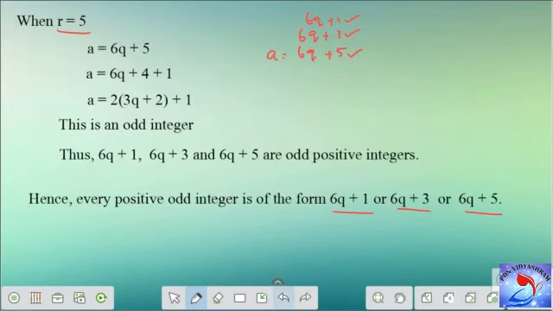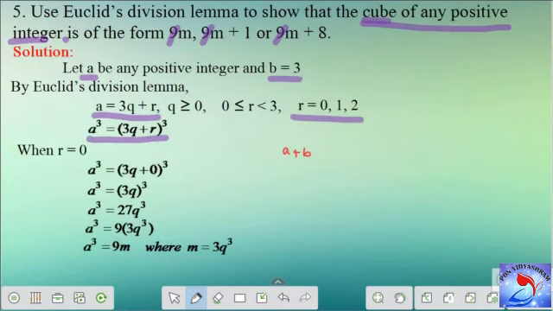Okay. Let us check it out for the first remainder, that is when r equal to 0. What happens to this a cube when r is 0? So when r is 0, we will have a cube is equal to 3q plus 0 the whole cube, because r takes the value 0 here. So 3q plus 0 is nothing but 3q the whole cube, which is 27q cube.